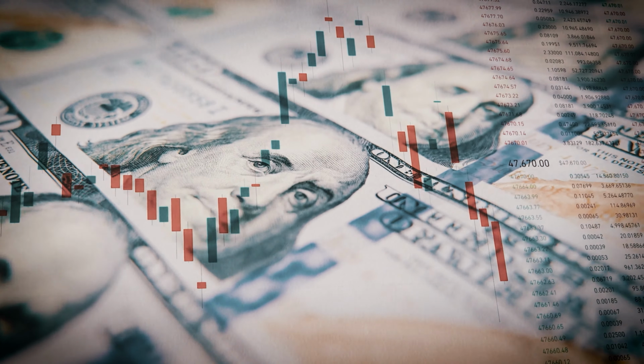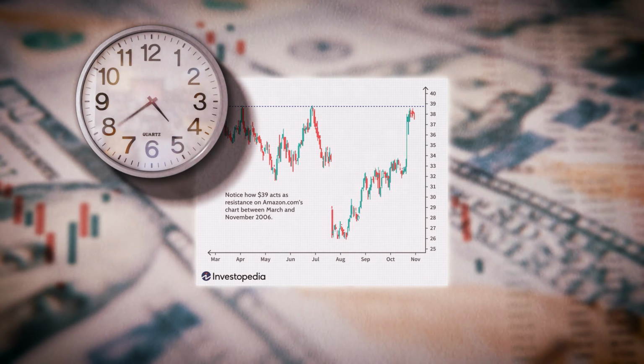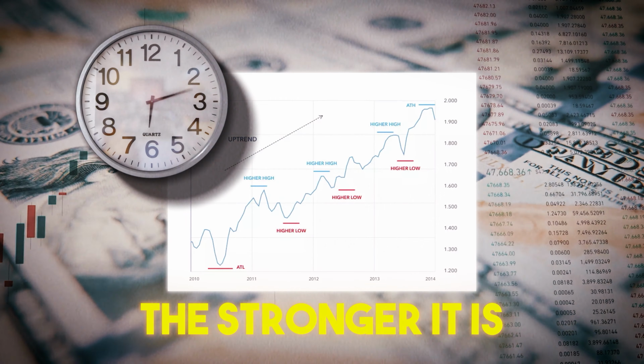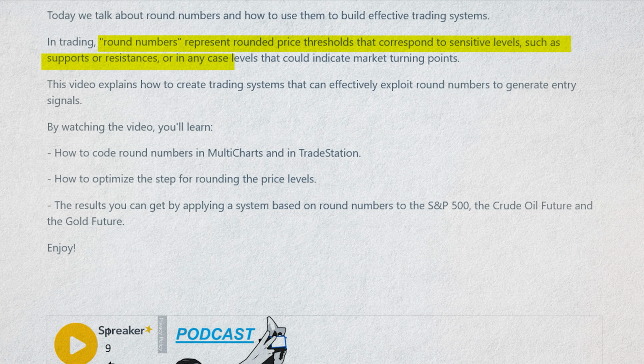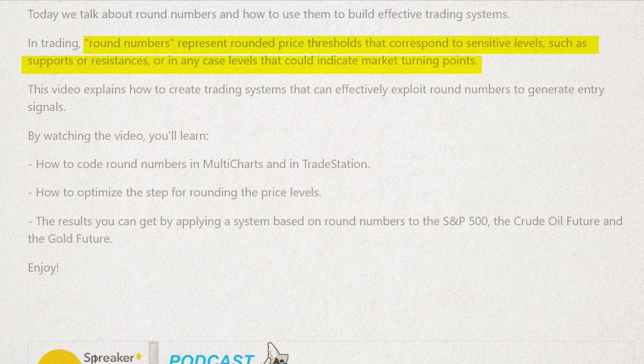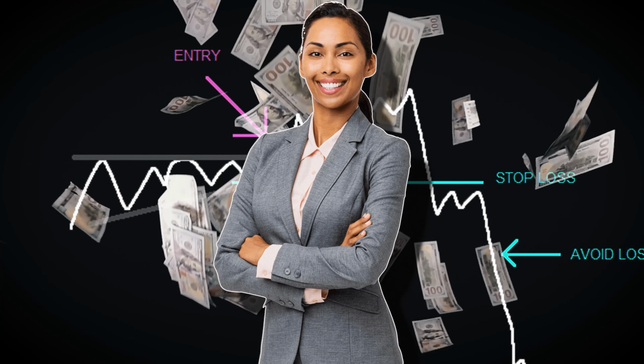A few rules of thumb you need to know are: the more times the support or resistance level has been tested, the stronger it is. As well as that, round numbers are usually perceived as support and resistance levels just because they're round, as lots of traders and investors will be looking to take profits or place their stop losses at those levels, which makes it a self-fulfilling prophecy.